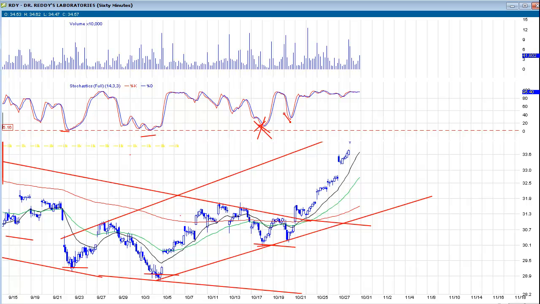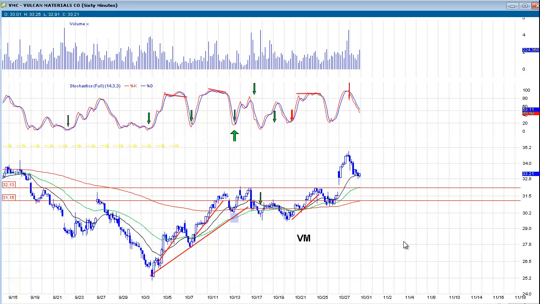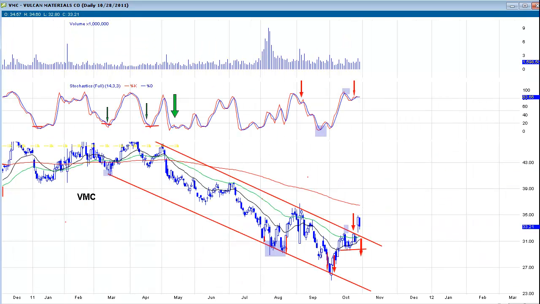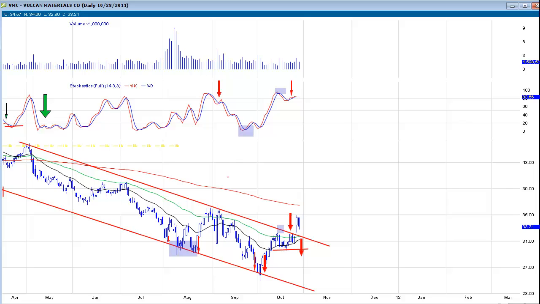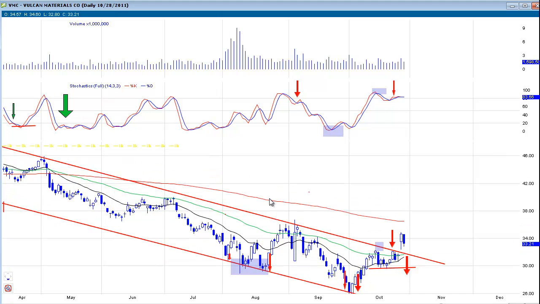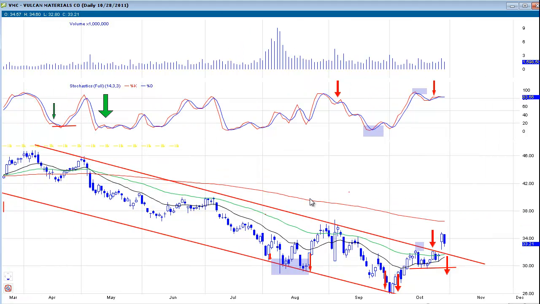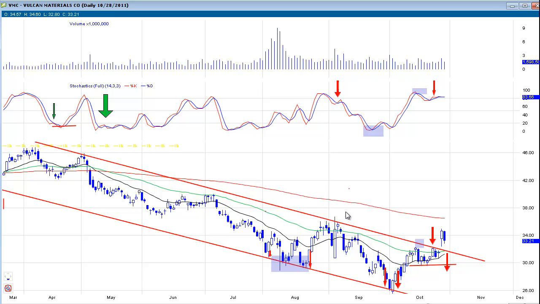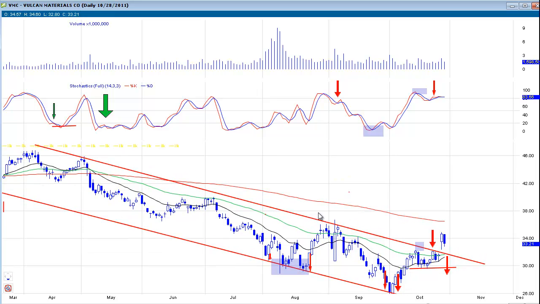One more, and then we're going to call it a day. Vulcan Materials, VMC. You can see that was a beautiful, beautiful channel. Even a stock that I didn't really feel comfortable in, because it's just a poorly performing stock. But you can actually see that, hey, you can't deny the recognizable pattern. I made a point of recognizing both of these levels.